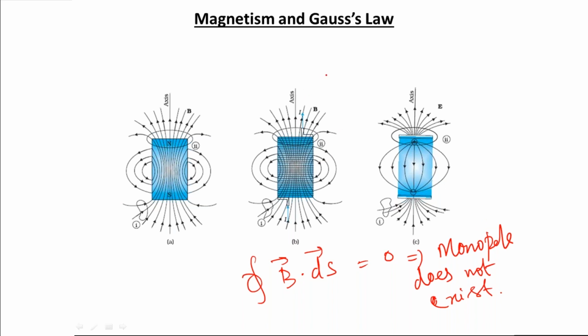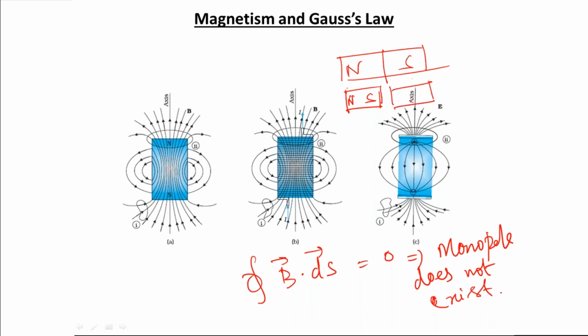Monopole means, suppose there is a bar magnet. You have north and south pole. If you just break them, they will now be two tiny magnets, but north pole and south pole will be retained. The north pole and south pole cannot be separated from each other.